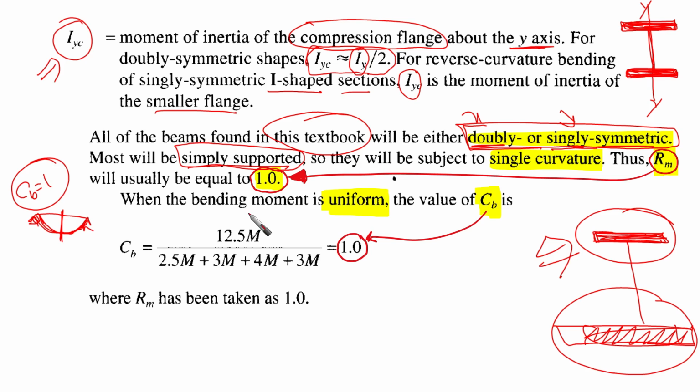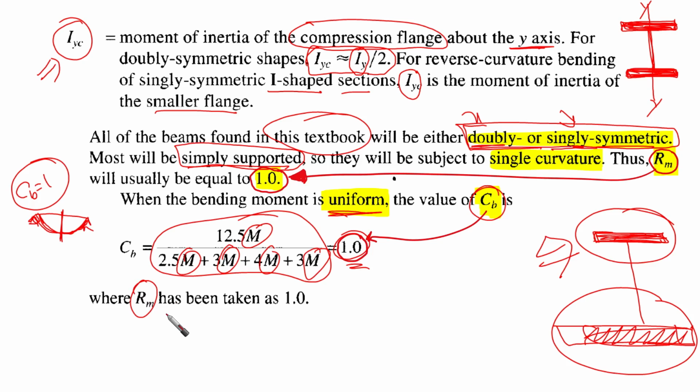When the bending moment is uniform, the value of CB is going to be 1, right? Because M is going to be used in the numerator and denominator, so the fraction results in 1. And we also find that RM has been taken as 1, because it is written here. So whenever we use a simply supported case where there is no gradient, we take CB equal to 1 and RM equal to 1.